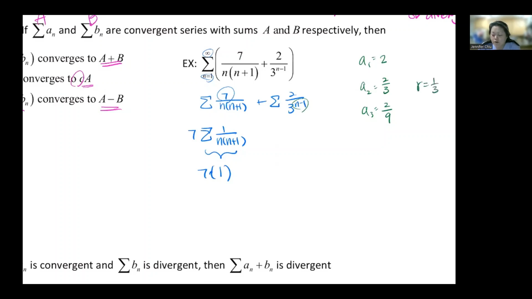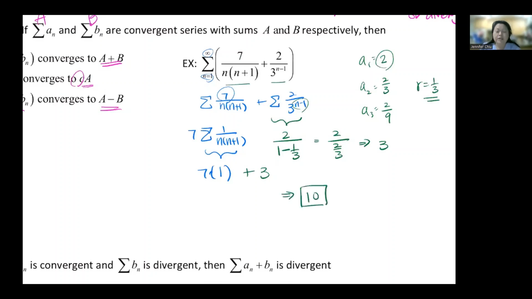My ratio is 1/3. So that means this series will converge to a sum of a sub 1 over 1 minus my ratio of 1/3. That will give me 2 over 2/3, which mathematically gives me 3. So the combination of these two series will converge to a total of 10.